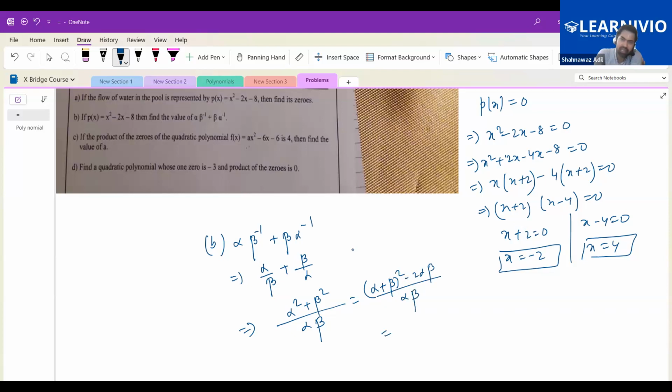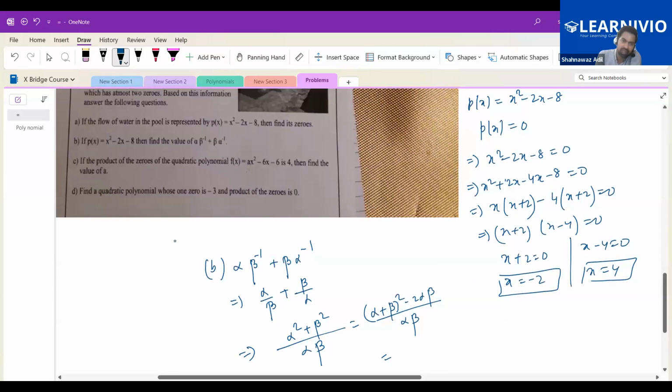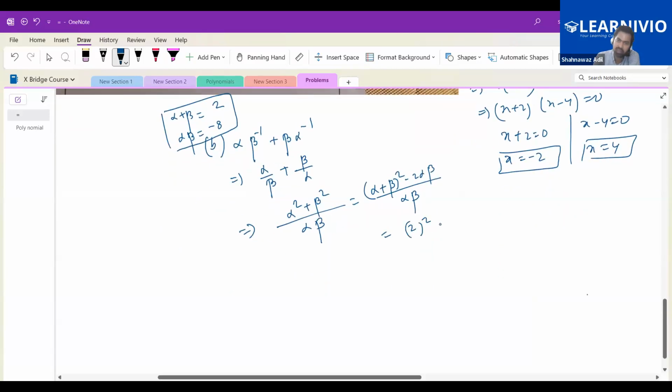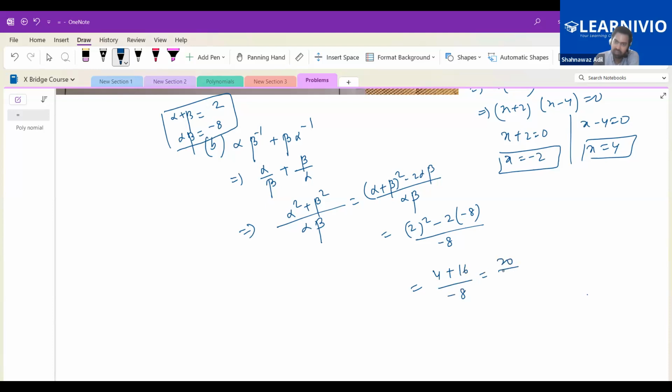So we know that alpha plus beta is how much? Alpha plus beta is 2 and alpha into beta is minus 8. These are the two things that we have. Right. So I can use this. So 2 square minus 2 into minus 8 divided by minus 8. So this is 4 plus 16 divided by minus 8. So this is 20 divided by minus 8. So 4 twos are 8, 4 fives are 20. So minus 5 by 2. That is the answer, right?